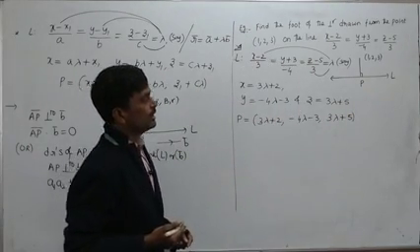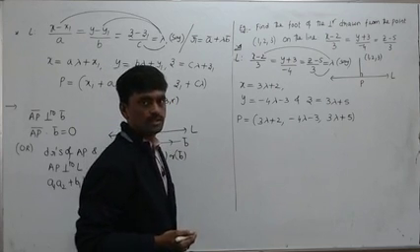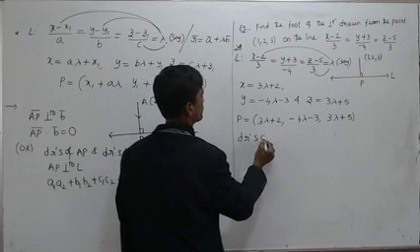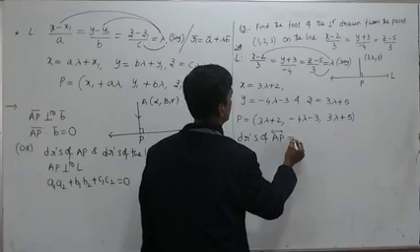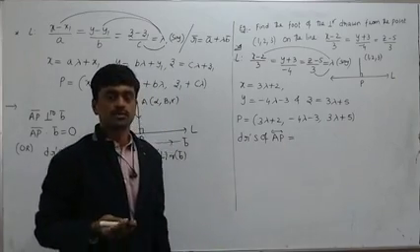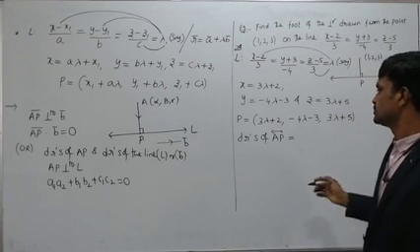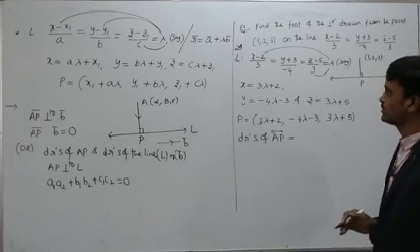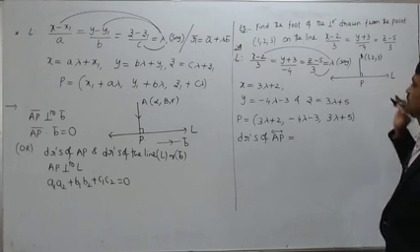So clearly here AP is perpendicular to the given line. So first you find the DRs of AP and the DRs of the line. How to find the DRs of a line passing through (x1, y1, z1) and (x2, y2, z2)? What is the formula? x2 minus x1, y2 minus y1, z2 minus z1. Am I correct? So the DRs of AP, this is A, this is P.